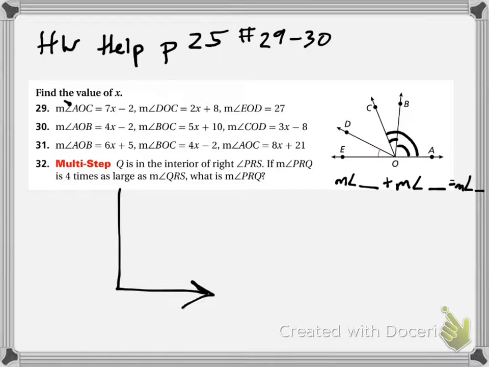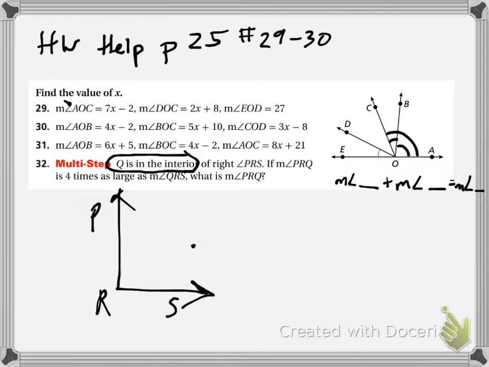I know they talk about a right angle, and I should label the vertex R and P. Oops, that's not a P. And S. Okay. Keep in mind, I really don't even know what I'm going to do yet. I'm just going with the flow. I know Q is in the interior. That's probably important. So that means somewhere in here. I'll just randomly put it somewhere.